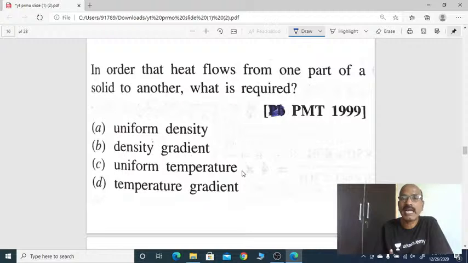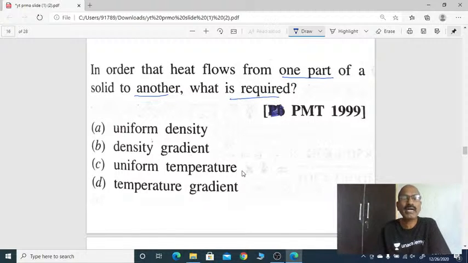In order that heat flows from one part of the solid to another, what is required? If heat wants to flow from one part of the solid into another part, what is required here? Uniform density, density gradient, uniform temperature, or temperature gradient. Keep this carefully in mind. Heat always flows from a higher temperature body to a lower temperature body, right? The temperature gradient, that's the meaning.